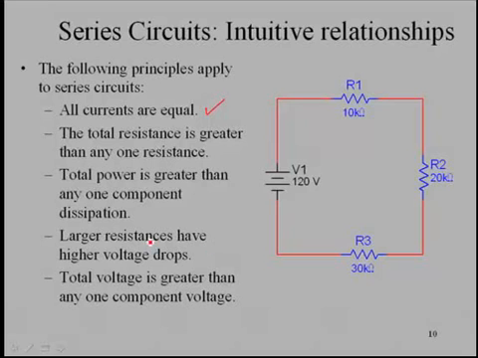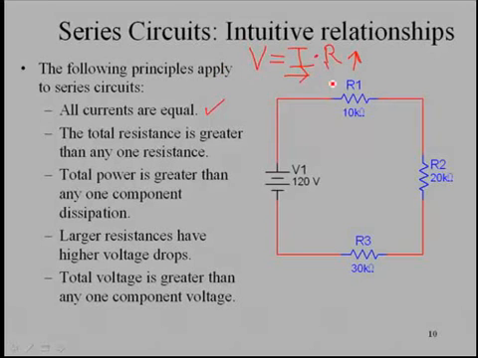Larger resistances have higher voltage drops. Okay, now that may not be so obvious, but if we remember what voltage is in terms of Ohm's law, we said that voltage equals I times R. Now remember that we have the same current flowing through this entire circuit, right? And so we'll show the current as a flat, horizontal arrow, meaning it doesn't change. Now, if the resistance goes up, then the voltage drop across that component will increase.